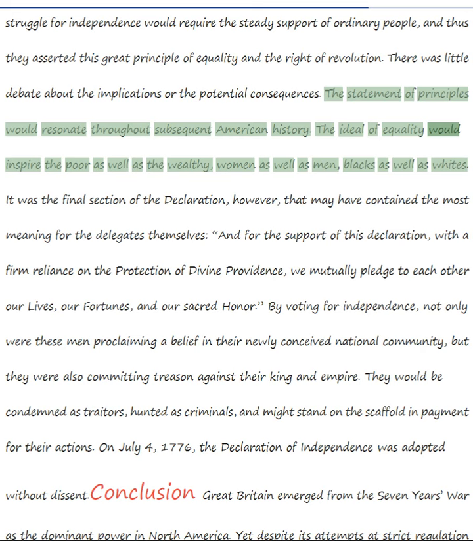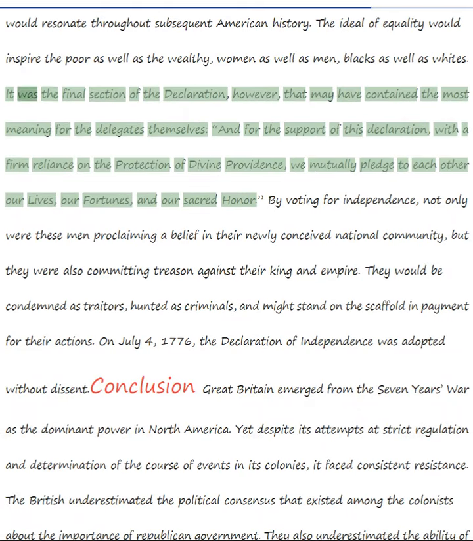The ideal of equality would inspire the poor as well as the wealthy, women as well as men, blacks as well as whites. It was the final section of the Declaration, however, that may have contained the most meaning for the delegates themselves: "And for the support of this declaration, with a firm reliance on the protection of divine providence, we mutually pledge to each other our lives, our fortunes, and our sacred honor."